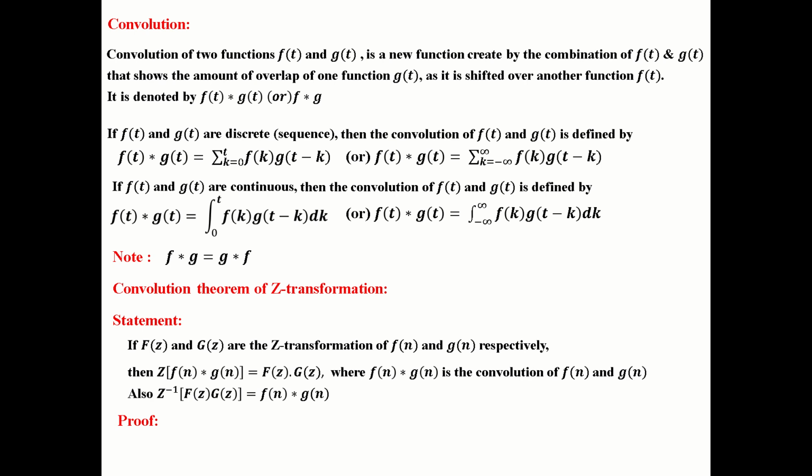Proof. We know from the definition of Z transformation, F of z, which is equal to Z of f of n, is equal to summation n equal to 0 to infinity f of n z power minus n, and G of z, which is equal to Z of g of n, is equal to summation n equal to 0 to infinity g of n z power minus n. Now F of z and G of z, multiplying these two, you will get summation n equal to 0 to infinity f of n z power minus n into summation n equal to 0 to infinity g of n z power minus n.